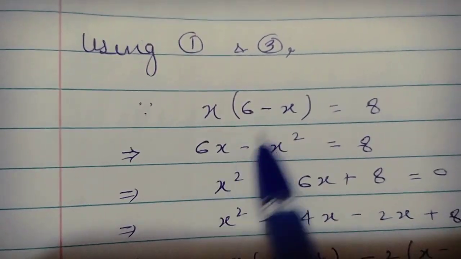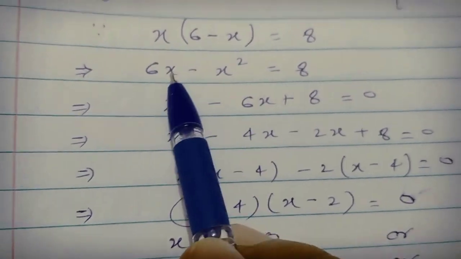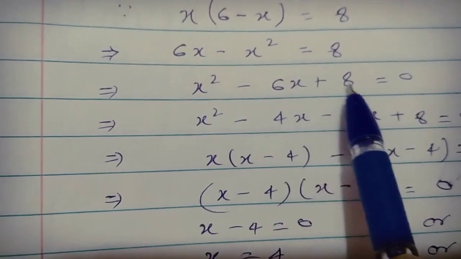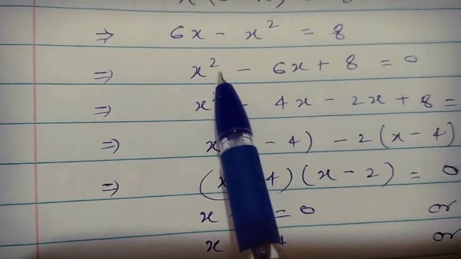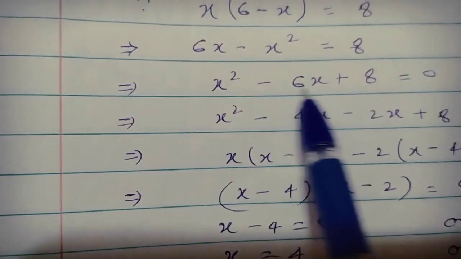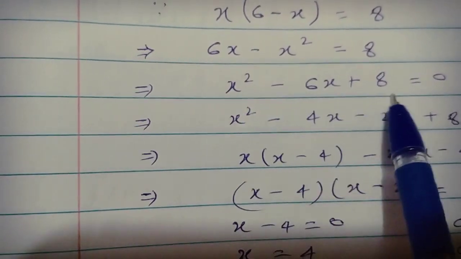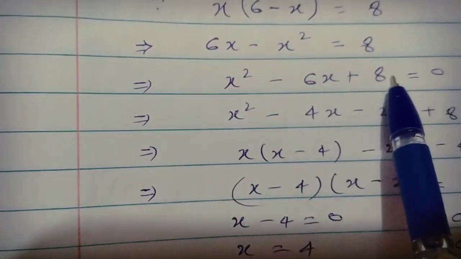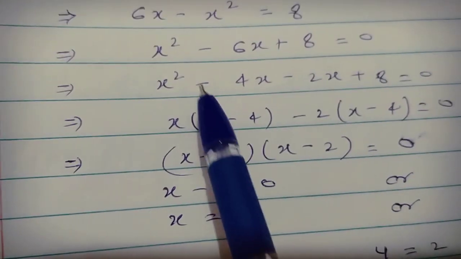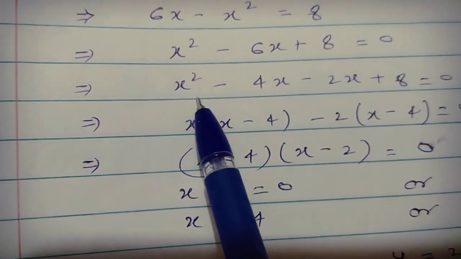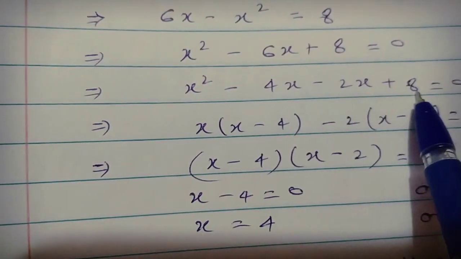So x multiplied by (6 minus x) equals 8, that is 6x minus x square equals 8. When we transpose these two terms to the right hand side, we get x square minus 6x plus 8 equals 0. Now we can easily factorize this polynomial using the method of splitting the middle term, and we get x square minus 4x minus 2x plus 8.